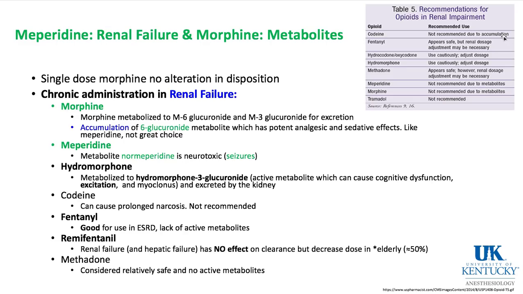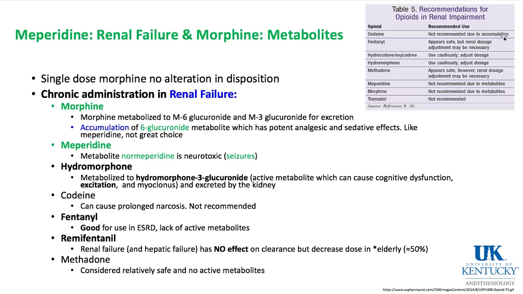Meperidine in renal failure and morphine metabolites is the next key word. Important point to remember is that if you're just giving a single dose of morphine to someone, we don't worry so much about alteration in disposition of the metabolites or buildup of those metabolites. But when we chronically administer an opioid to a patient, if they have renal failure, they can build up metabolites. And in case of morphine, when it's administered, the liver puts a sugar on the 6th position, morphine 6-glucuronide, in addition to the 3 position, so that your kidneys can get rid of it.